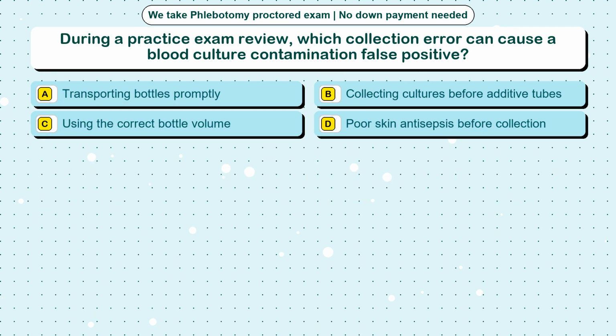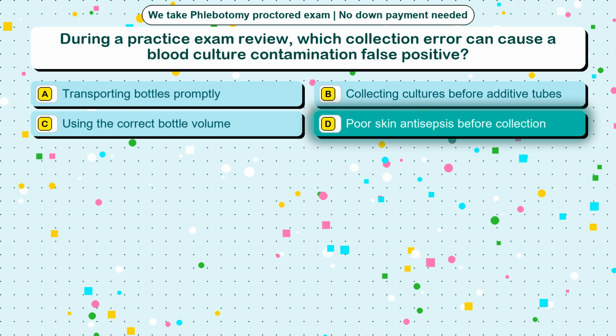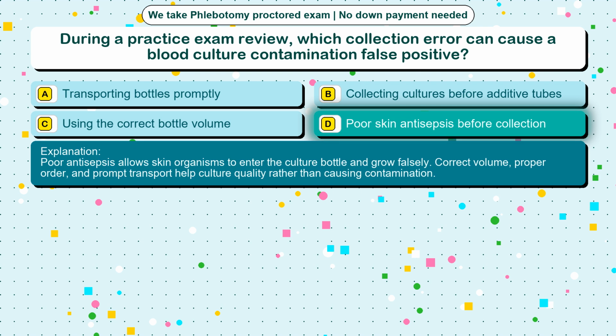Question 57. During a practice exam review, which collection error can cause a blood culture contamination false positive? Option A, transporting bottles promptly. Option B, collecting cultures before additive tubes. Option C, using the correct bottle volume. Option D, poor skin antisepsis before collection. The correct answer is option D, poor skin antisepsis before collection. Poor antisepsis allows skin organisms to enter the culture bottle and grow falsely. Correct volume, proper order, and prompt transport help culture quality rather than causing contamination.